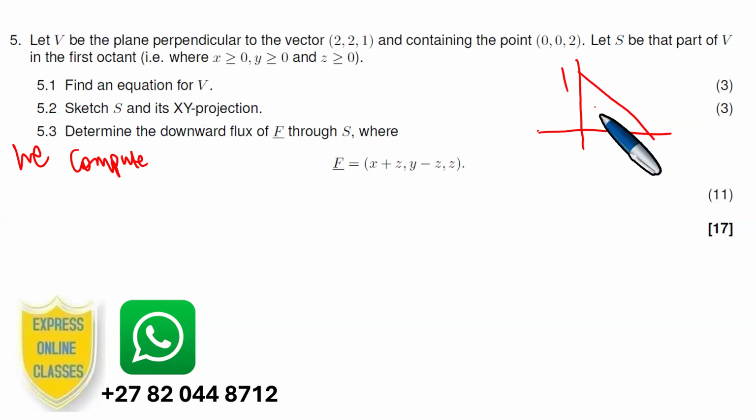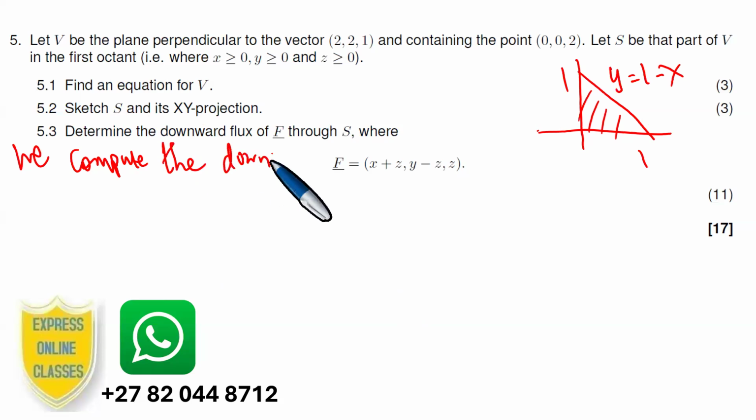One minus X is the equation of this line. And so now if we want to compute the downward flux... Bobby, yes, please. I think you wrote for the region, yes.